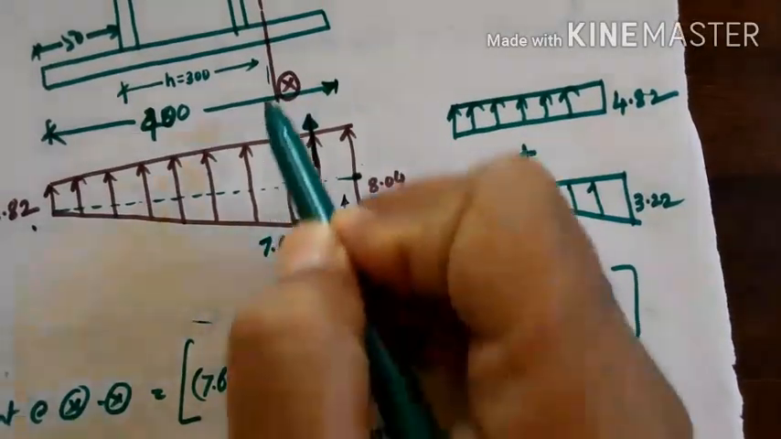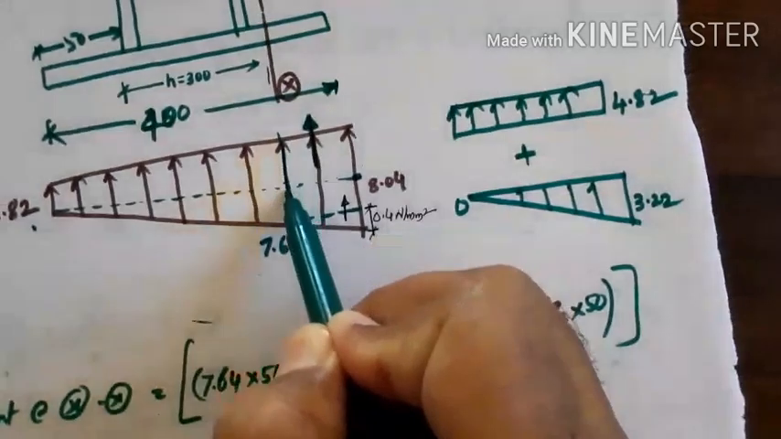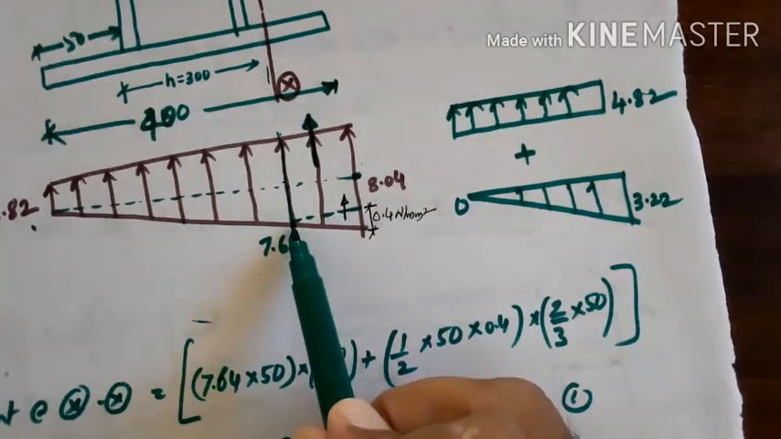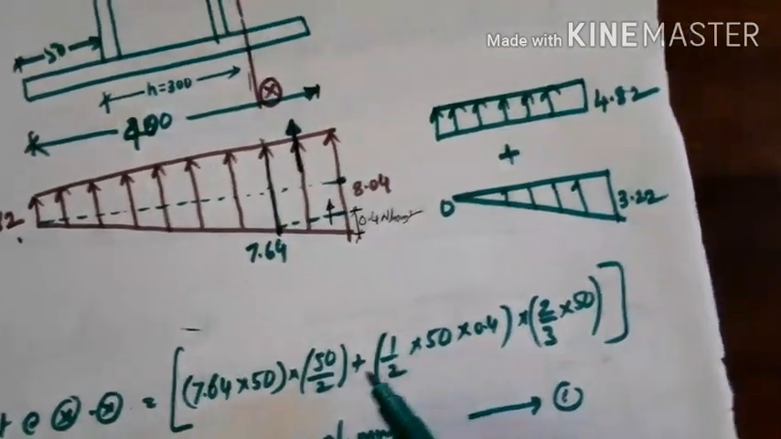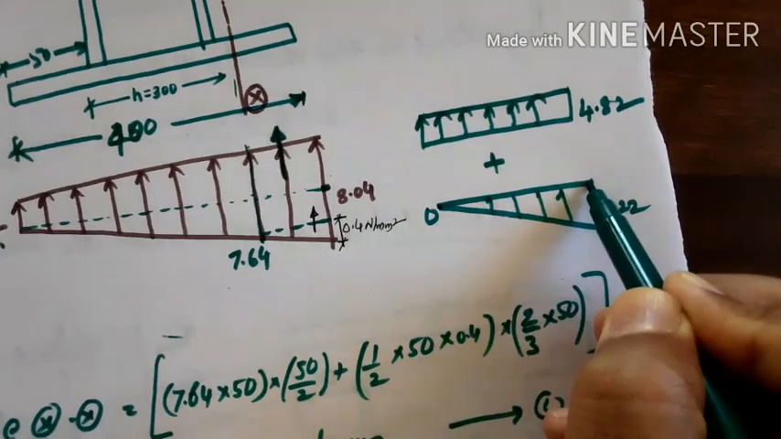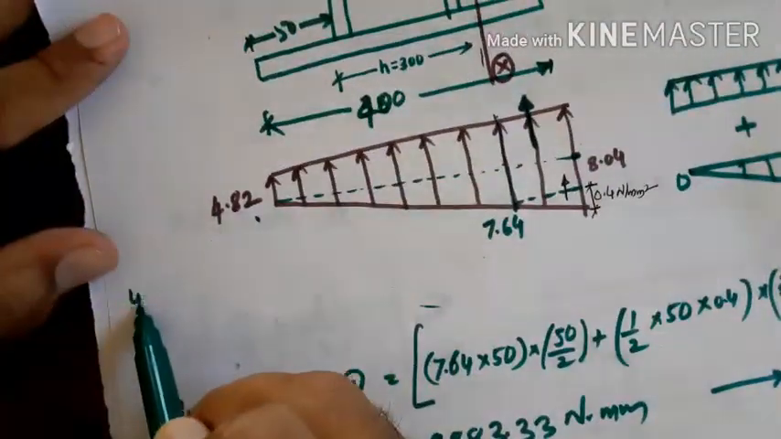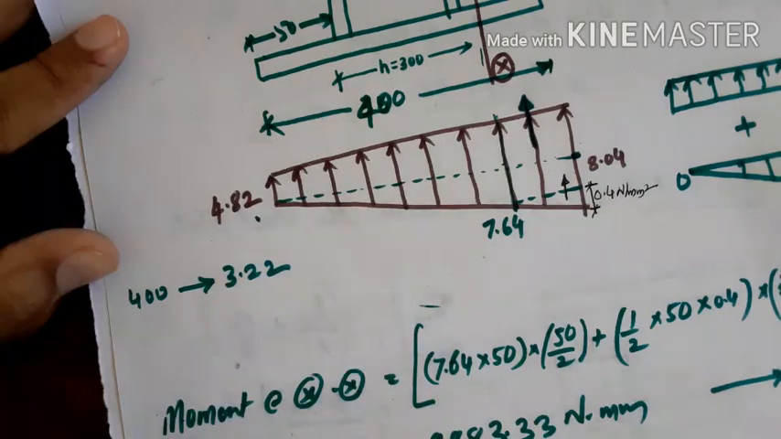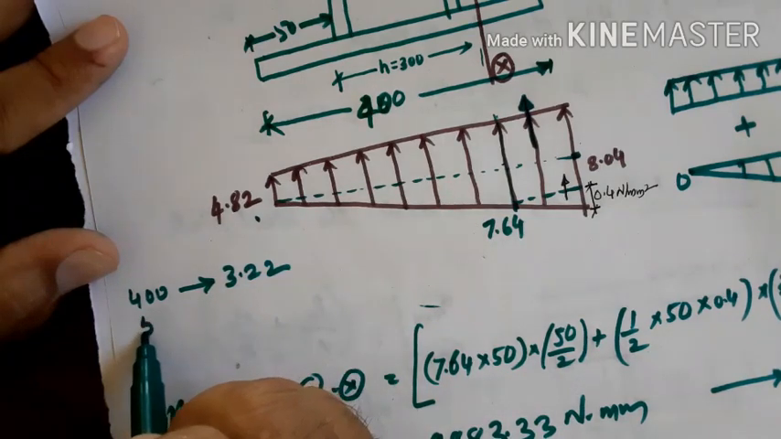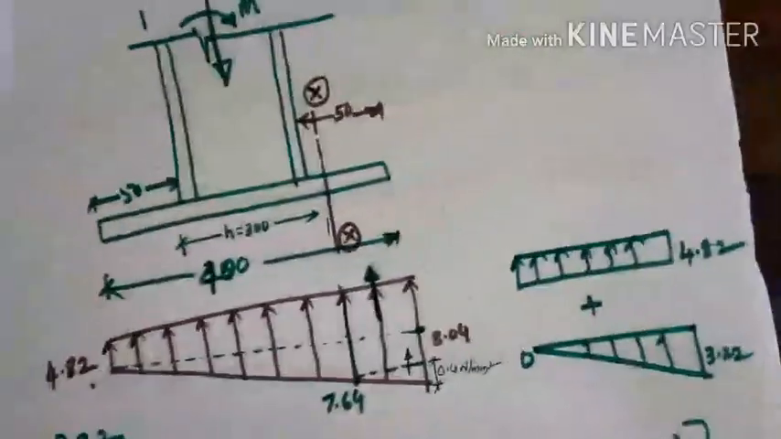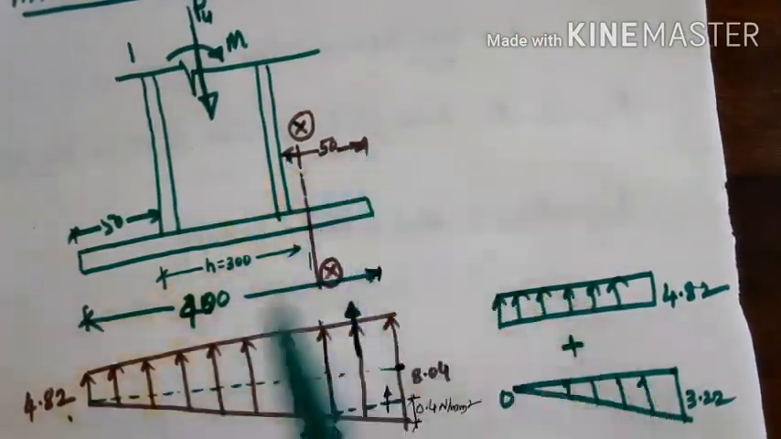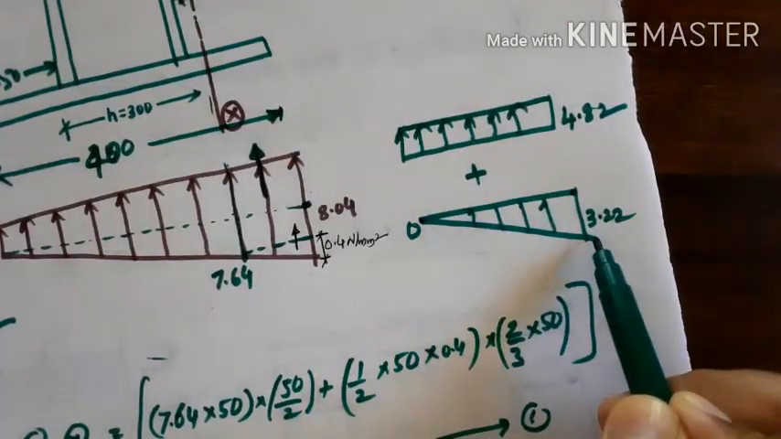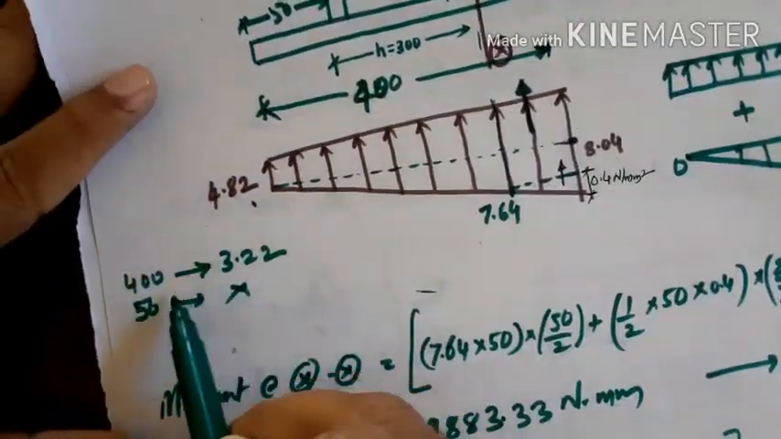Now at section XX, I need to calculate what is the stress here. For this, what I have to do is, here to here is 400. For 400 mm length, the stress is 3.22. So for 50 mm length, what is the stress? This 50 mm, what is the stress? For 400, it is 3.22, the variation is 0 to 3.22. So for 50, what is the stress? So cross multiply this.